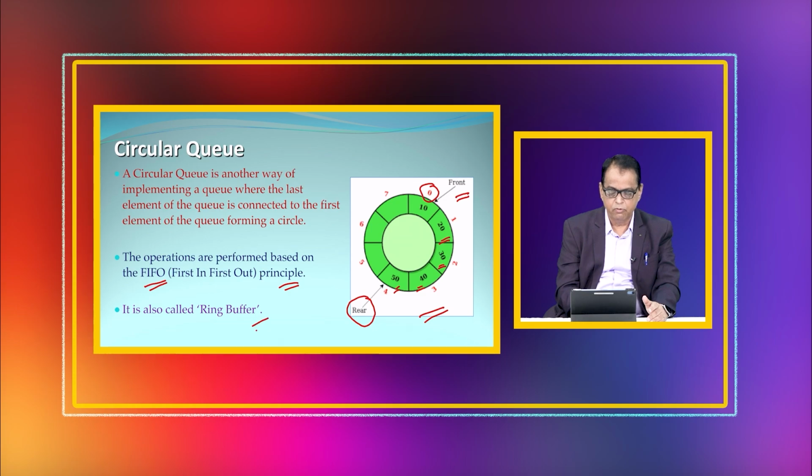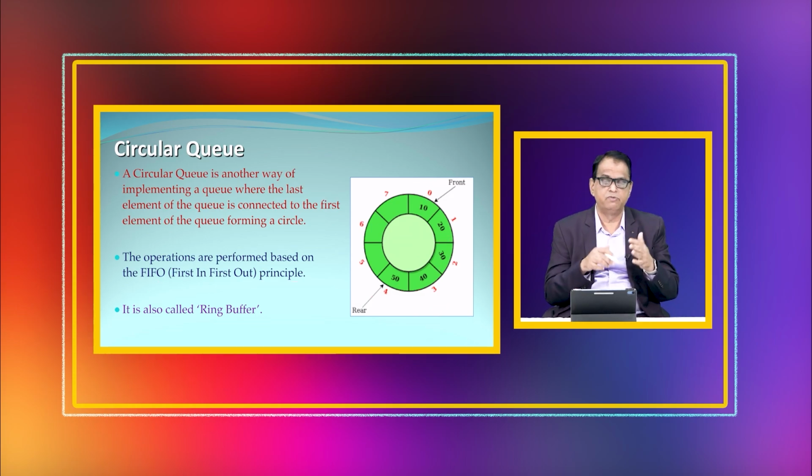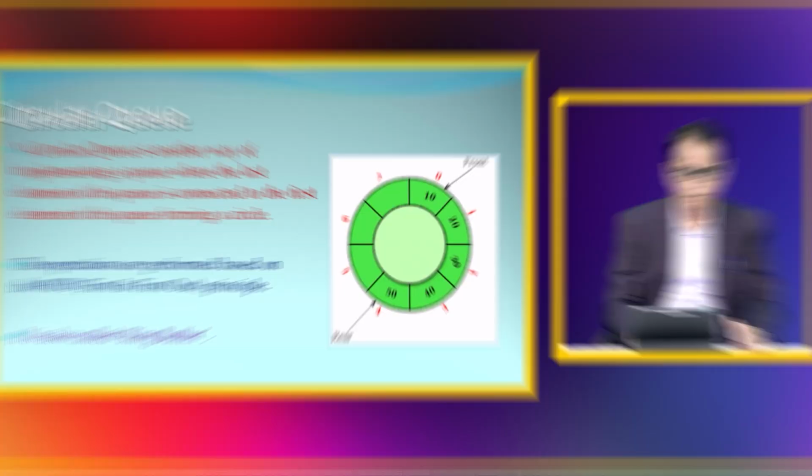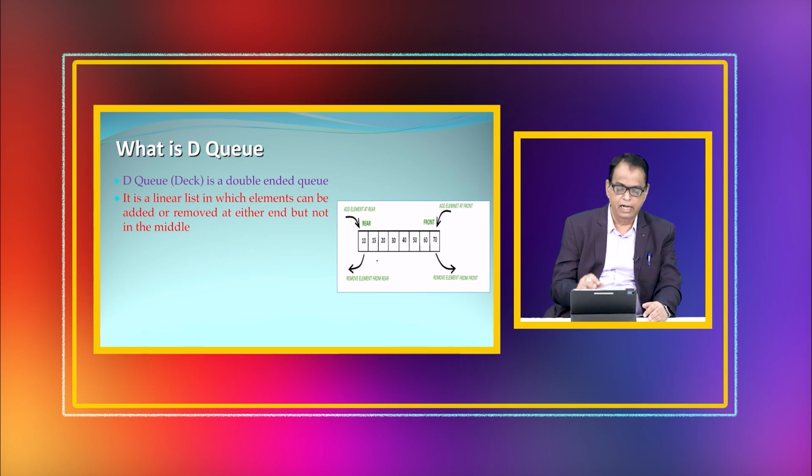And this circular queue can also be called a ring buffer, because it is forming a kind of circle, or a kind of ring, and therefore, this queue can be called a ring buffer. Another queue that is frequently used by programmers is the D queue, or sometimes we call it a deck, or it is also called a double-ended queue.